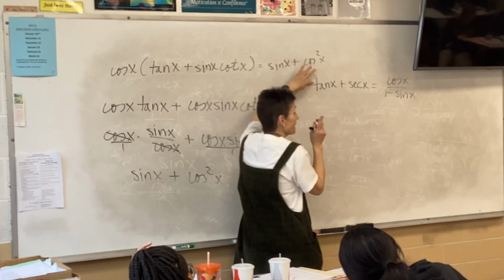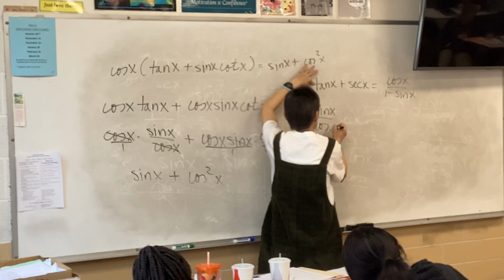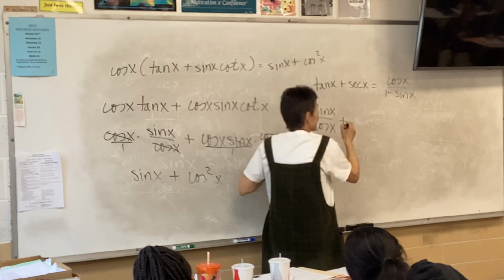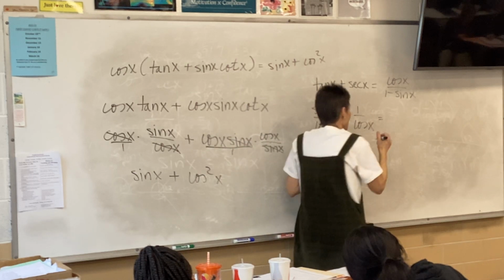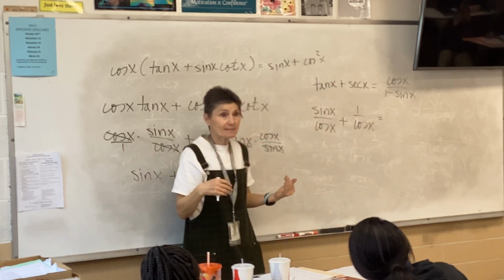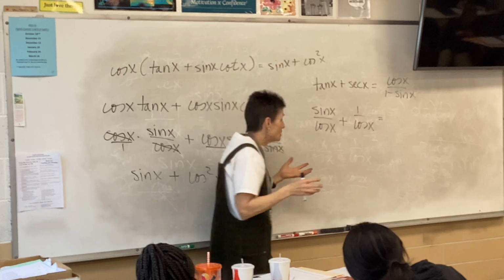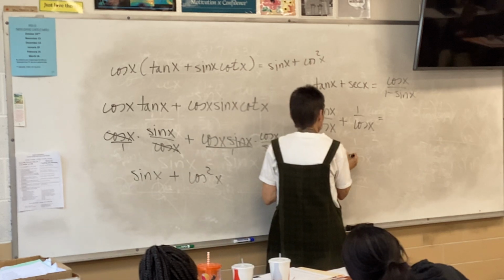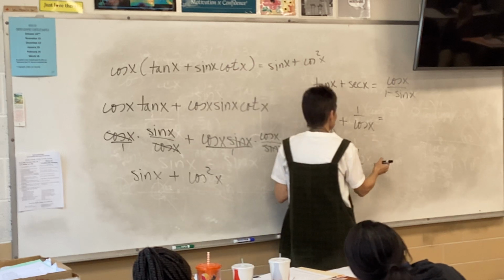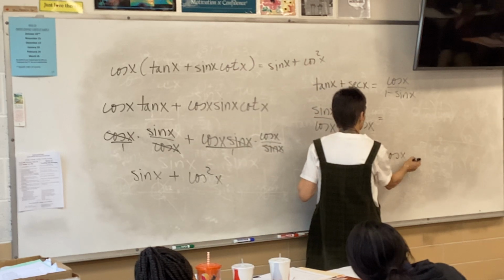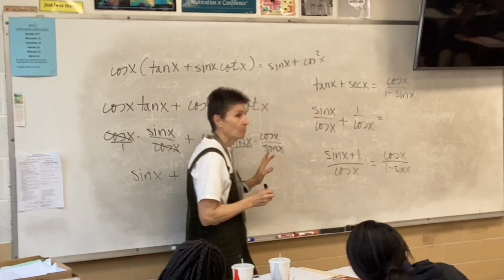So what's tangent? Sine over cosine. And what's secant? Now, normally at this point I would be saying, let's get a common denominator, but I already have one. So now I have sine plus 1 over cosine. Oh, boy. That is not what I'm supposed to end up with, is it?